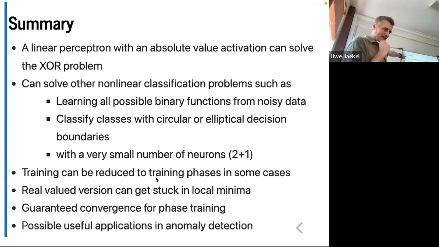Some of the ideas we had for near-fall detection were already used in the past, but people found that they don't converge. And we have some hope that in the complex plane, you always have a possibility to get around a local minimum. We are not sure, but we hope that this will help us to improve the training strategies. And then it's also nice that we have guaranteed convergence for the case of the phase training. And with some extensions, we are on the way to establish some useful applications in anomaly detection. Thank you very much for your attention, and I'm happy to answer questions if there are any.